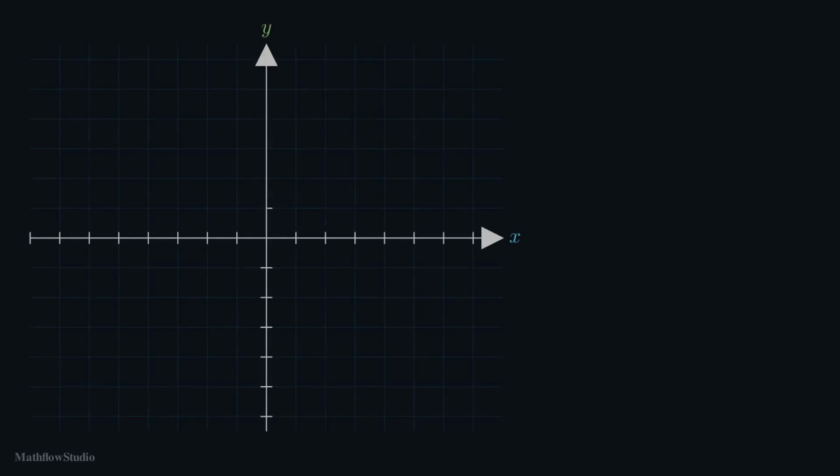Let's build a hyperbola from the ground up. A hyperbola begins with two special points called the foci. Pick any point P on the curve. Draw its distance to the far focus and to the near focus. Call those two lengths PF1 and PF2.